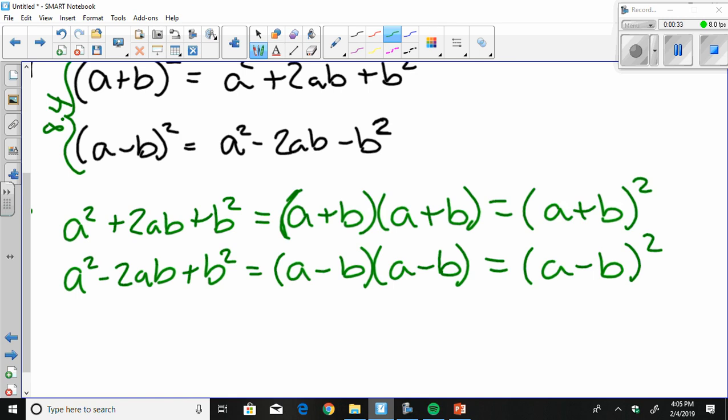For instance, a squared plus 2ab plus b squared can be broken down and factored into a plus b times a plus b, which, since we have two a plus b's, we can simply write as the quantity a plus b raised to the second power. The same with a squared minus 2ab plus b squared. It can be factored down to a minus b times the quantity a minus b, which, since we have two quantities of a minus b, we can just raise the quantity to the second power.